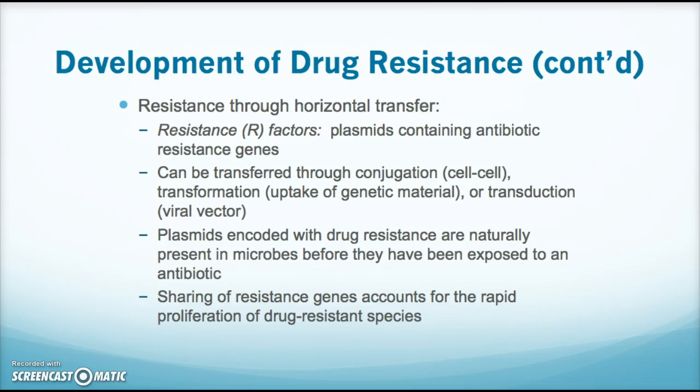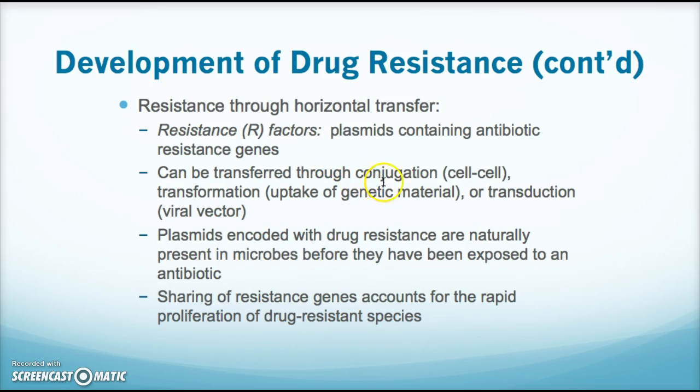So how do bacteria get resistance in a horizontal transfer? And this can happen in a number of different ways. We call them resistant factors, and these would be on a plasmid. A plasmid is just a circular piece of DNA that contains some genes, and in this case we would be talking about one that contains antibiotic resistant genes. And there's three different ways that a bacteria species that's not resistant could gain resistance.